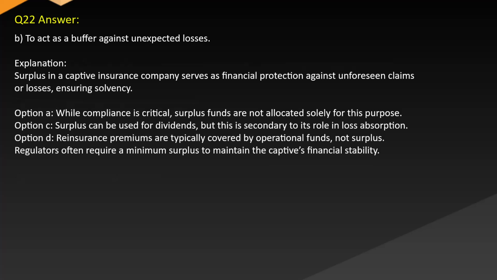Answer: B, to act as a buffer against unexpected losses. Explanation: Surplus in a captive insurance company serves as financial protection against unforeseen claims or losses, ensuring solvency. Option A: while compliance is critical, surplus funds are not allocated solely for this purpose. Option C: surplus can be used for dividends, but this is secondary to its role in loss absorption. Option D: reinsurance premiums are typically covered by operational funds, not surplus. Regulators often require a minimum surplus to maintain the captive's financial stability.